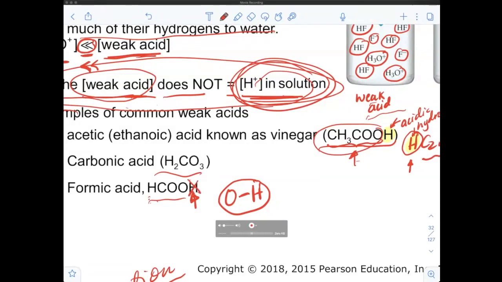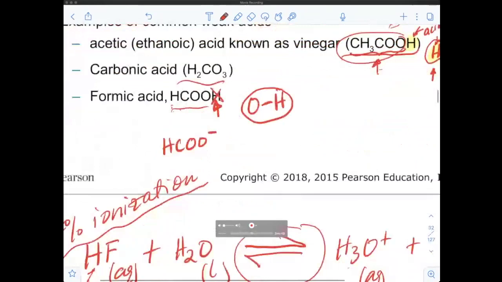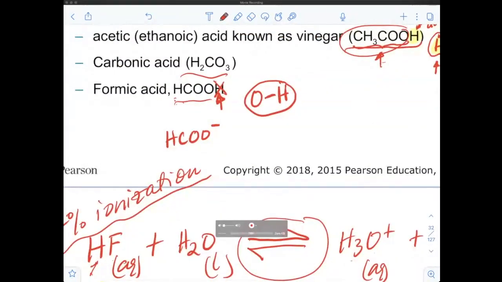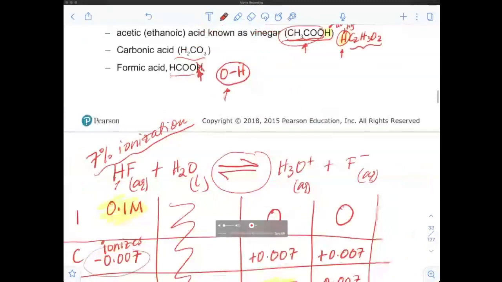So when this gets removed, you end up with HCOO minus. Okay? When I was in that class, I was a little shocked. I was like, wait, what? Not this one? Because I was still thinking like a general chemist versus the organic chemist. And of course, I wasn't thinking about the OH bond. Who was? This is a new class, new semester. Okay, moving on.